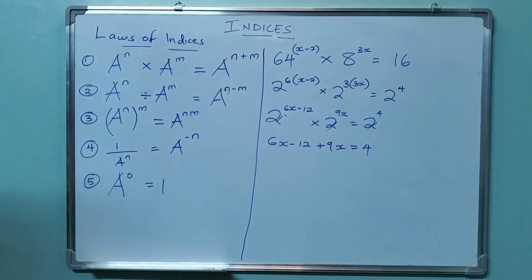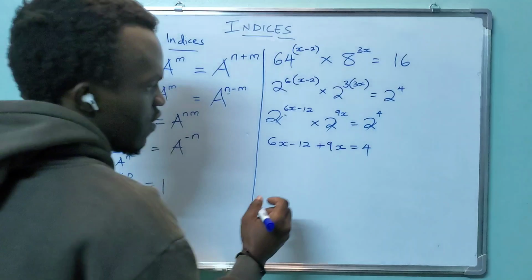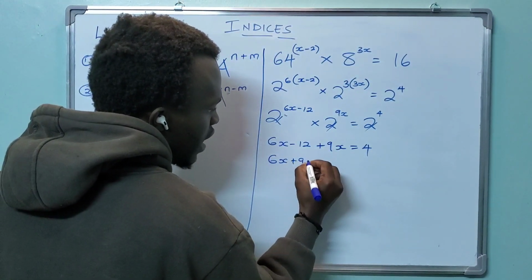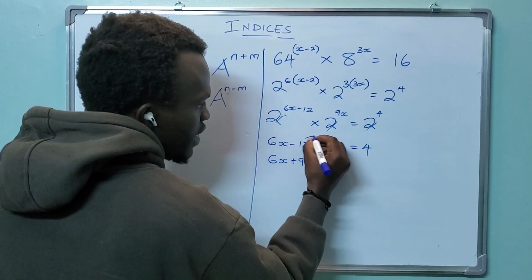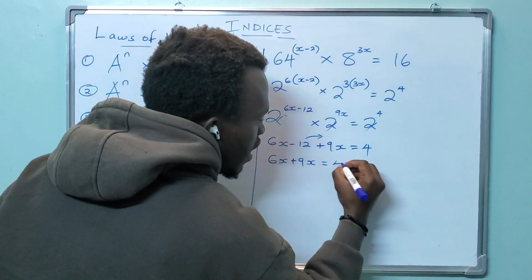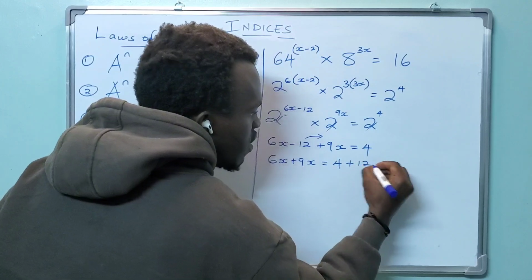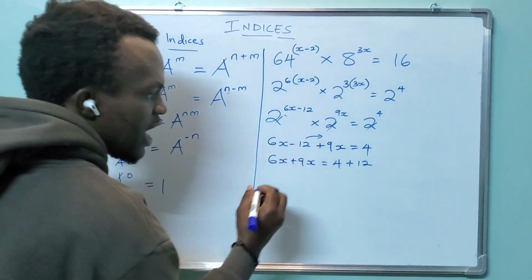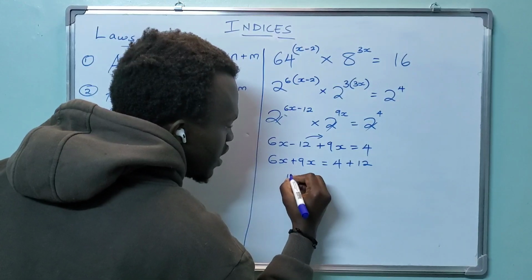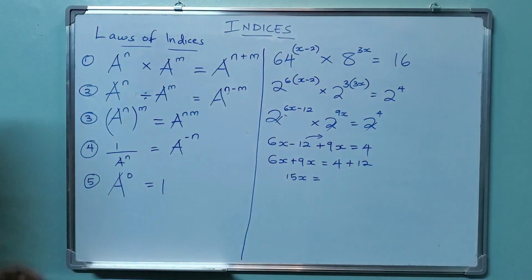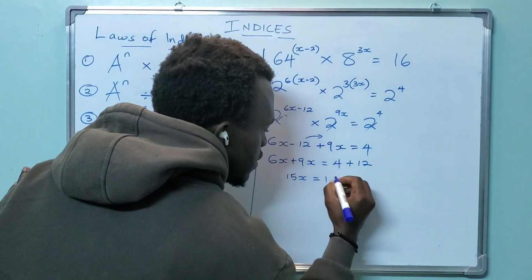We are looking for the value of x. I'm going to collect like terms in this specific case. So I'm going to have 6x plus 9x being equal to, I'll take that negative 12 to the other side, it will be a positive 12, so 4 plus 12. Which means 6x plus 9x gives 15x, being equal to 4 plus 12, that is going to be 16.